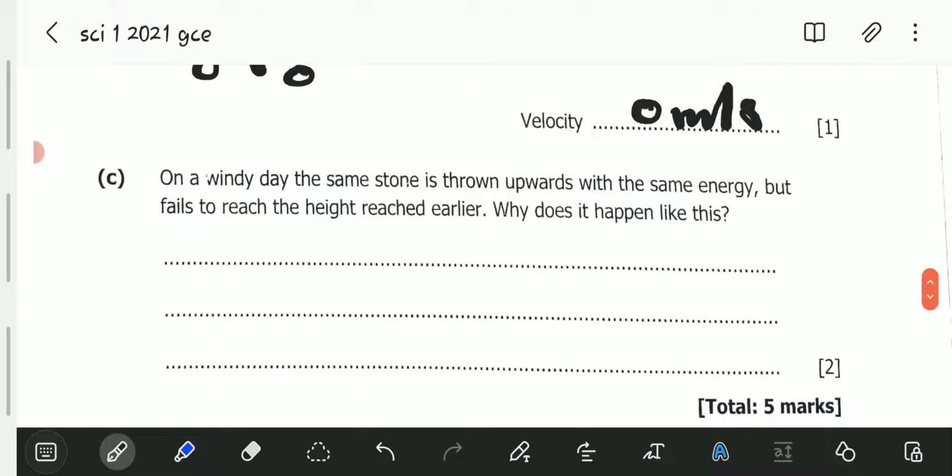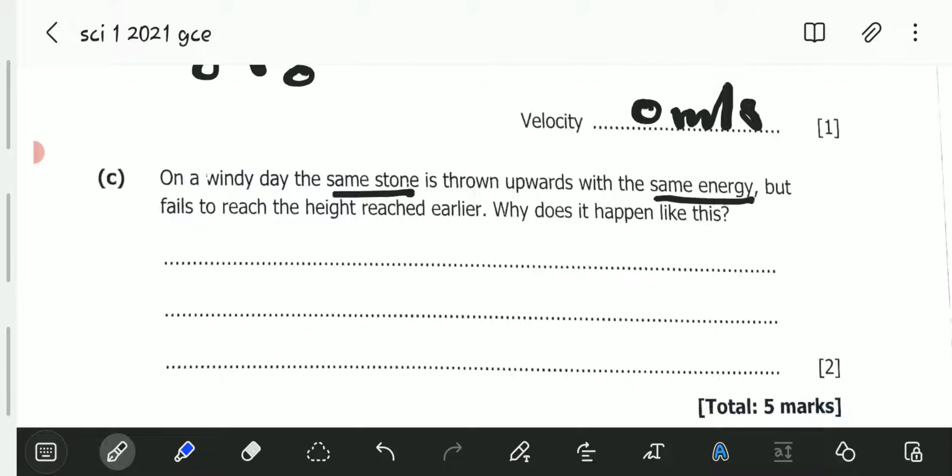C. On a windy day, the same stone is thrown up with the same energy, but fails to reach the height reached earlier. Why does it happen like this? If it is thrown with the same energy, we expect it to reach the same height, but it fails to reach the height that was reached earlier, which was 12 meters. Why is this so?